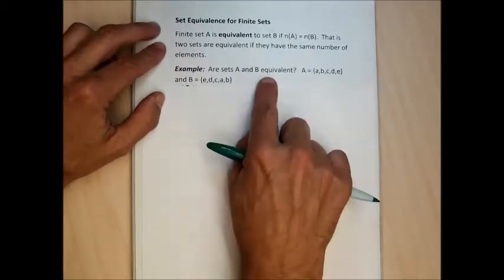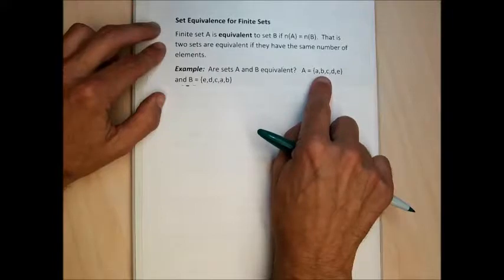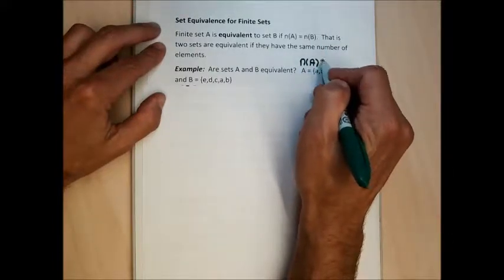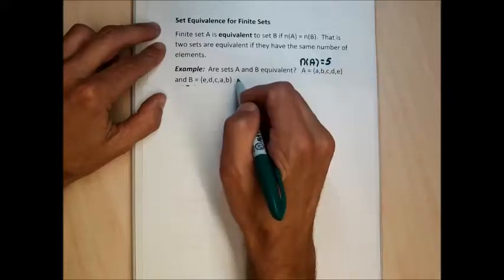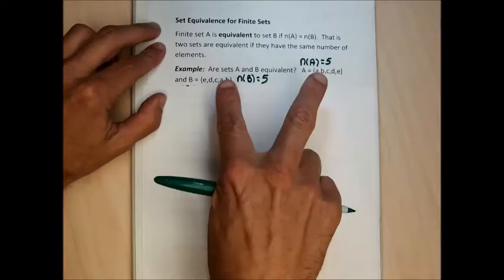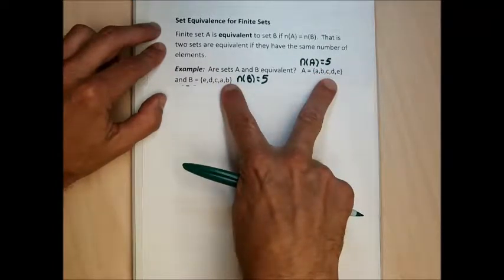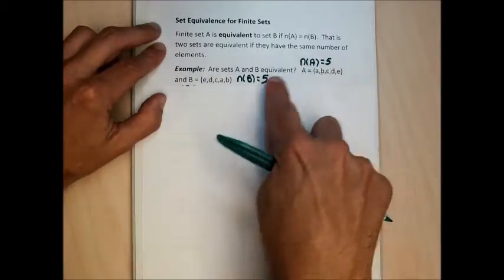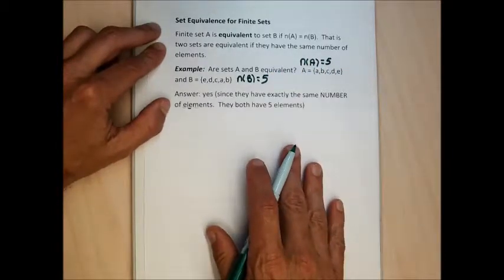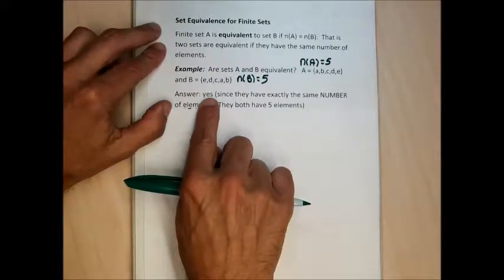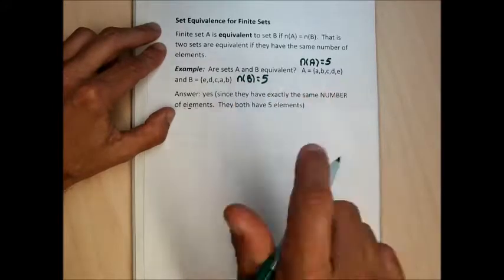Are these two sets equivalent? The same sets A and B. Well, the number of elements in set A is 5, and the number of elements in set B is 5. They're equal, yes, but that's not the question. It says, are they equivalent? They are equivalent because they both have 5 elements. So even though they're equal, that's not what's being asked here. It's a simple yes, they're equivalent, or no, they're not equivalent. To be equivalent, you have to have the same number of elements.